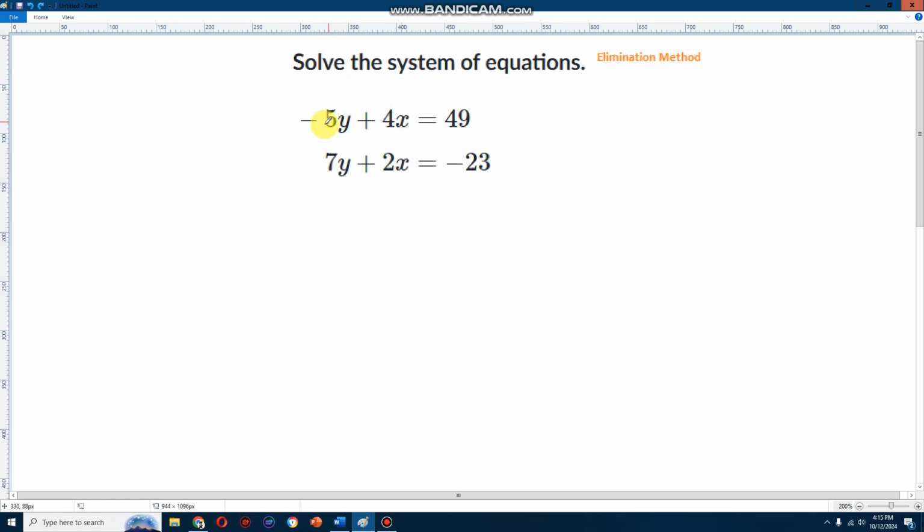Minus 5 divided by 7. Does that give me any kind of answer? No. How about 7 divided by minus 5? No, not really. Well, how about the x numbers? 2 divided by 4? Well, no, not really. How about 4 divided by 2? Yes! 4 divided by 2 is 2.